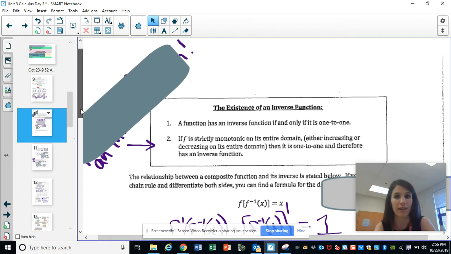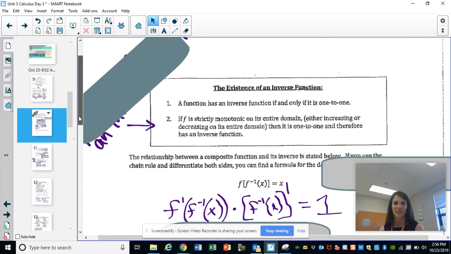Now let's add in calculus. So first of all, calculus helps us to prove the existence of an inverse function. So 2 ways that we can do that. Number 1, you have to know a function has an inverse function if and only if it is 1-to-1. Now what does 1-to-1 mean? That means for every x value we have only one y value, and for every y value we have only one x value, right? So no, parabolas are not 1-to-1. You can also use your horizontal line test to determine if a function is 1-to-1. If it passes the horizontal line test, it's 1-to-1.